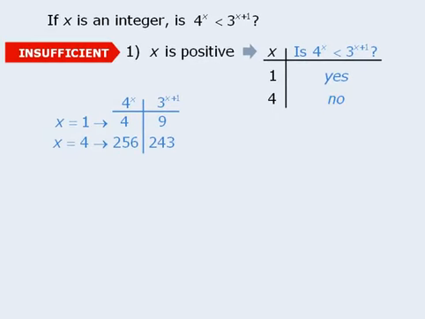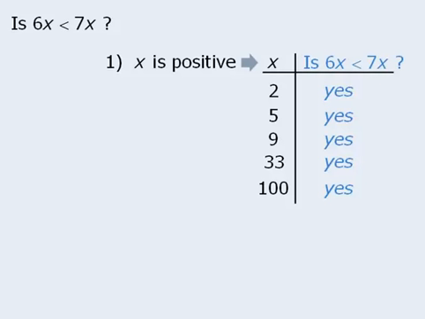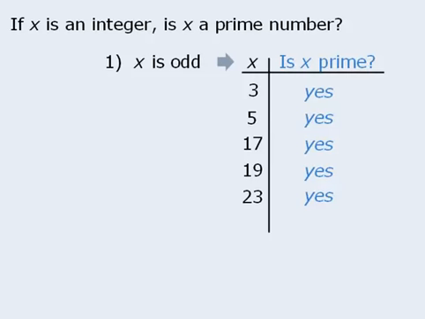Now, in that lesson, we saw that the table method can be useful for demonstrating that a statement is not sufficient. However, if the statement you are examining is sufficient, as is the case with this example, the table method will be inconclusive. For example, the table results here suggest that if x is positive, then 6x will always be less than 7x. But it may very well be the case that we have simply chosen bad numbers to work with. Now, in this example, the table results suggest that if x is odd, then x will always be prime.